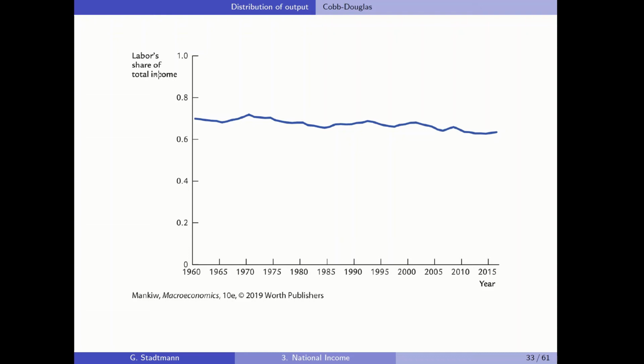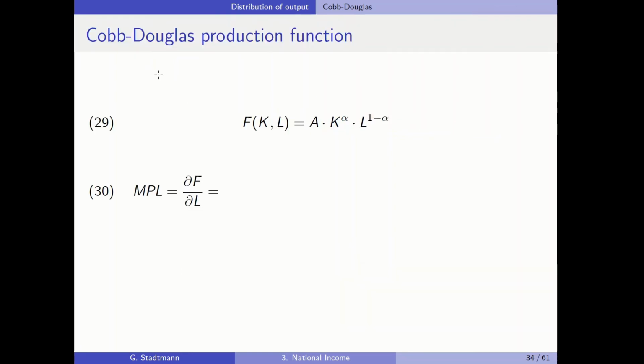Why is it so constant? This was also a question addressed by the two economists Cobb and Douglas, and they invented the so-called Cobb-Douglas production function, which will be in the focus of the next few minutes. So here we can see this Cobb-Douglas production function. A is the technology parameter, K is the capital units, and L are the labor units. The Cobb-Douglas function has the following characteristics.